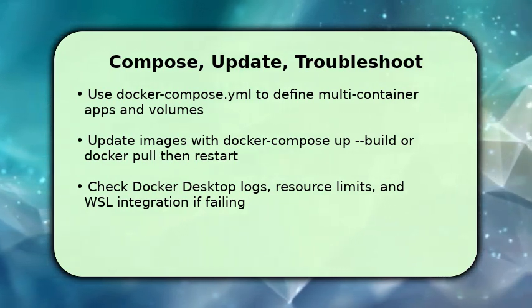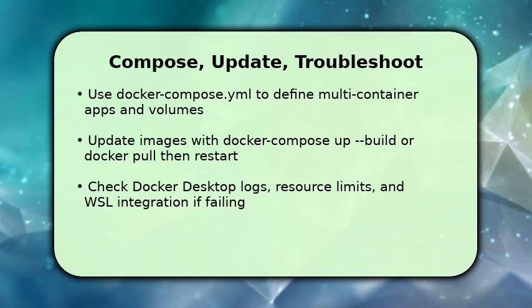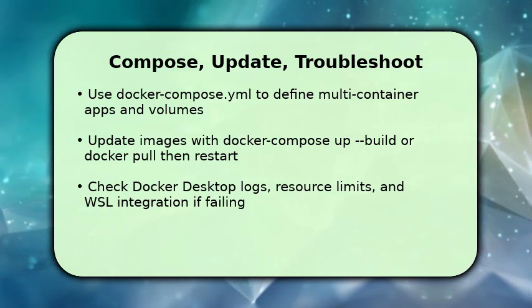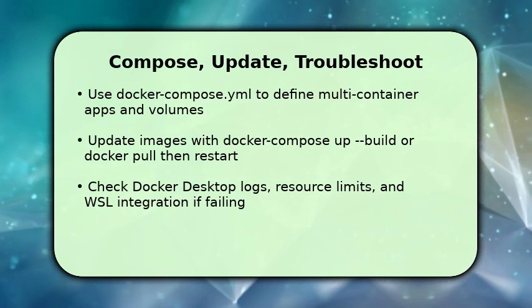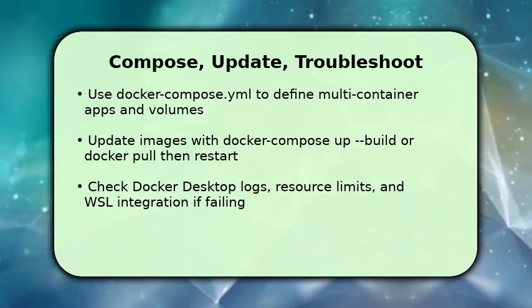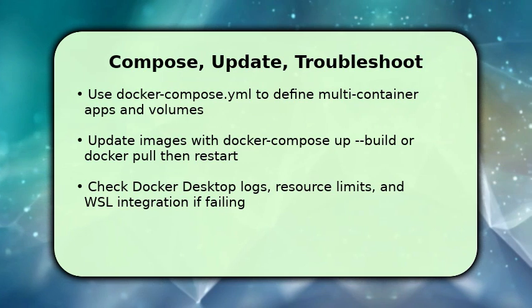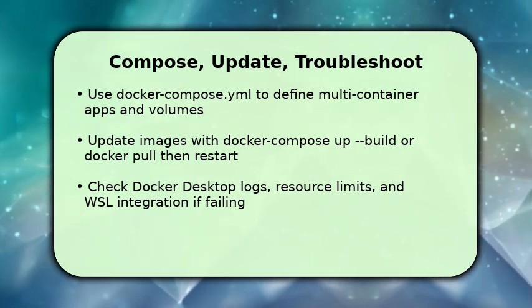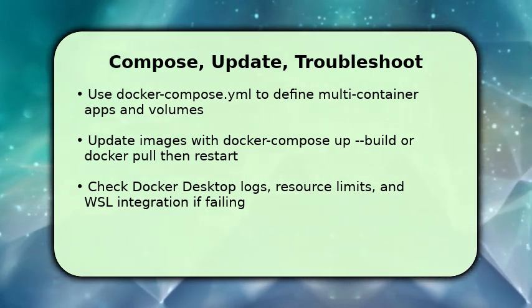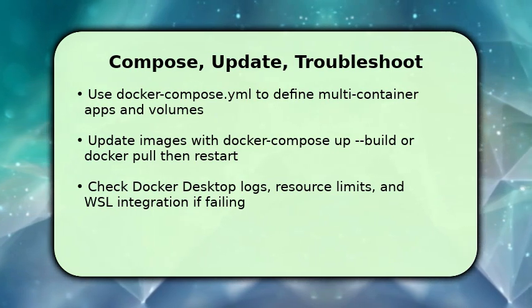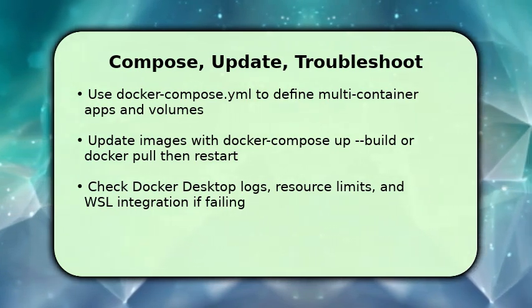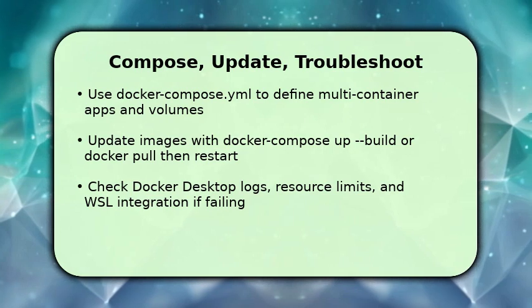If something breaks, check Docker Desktop logs, increase CPU or memory, and confirm WSL or Hyper-V integration settings. Mismatched backend causes common failures. As a troubleshooting tip, when networking or mounts fail, restart Docker Desktop, and, if needed, reset to factory defaults to clear corrupt settings while preserving your Compose files.